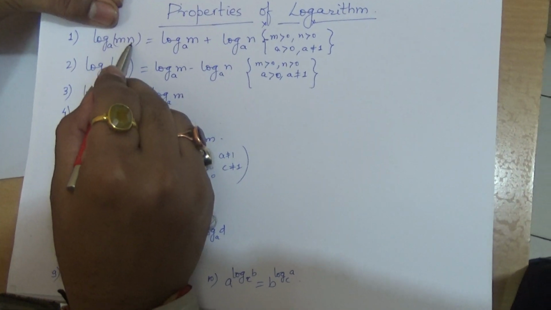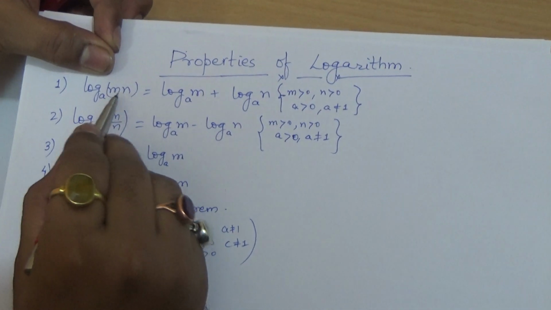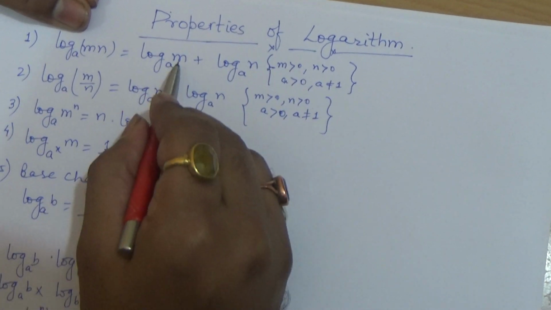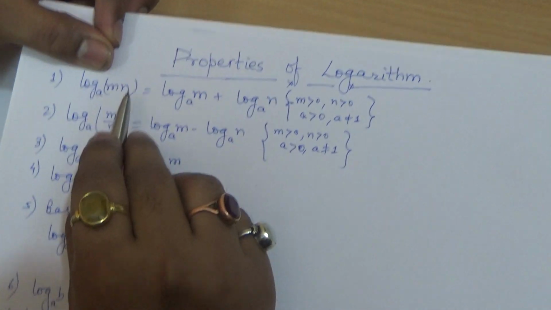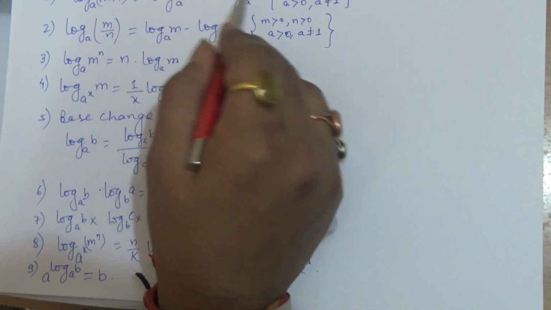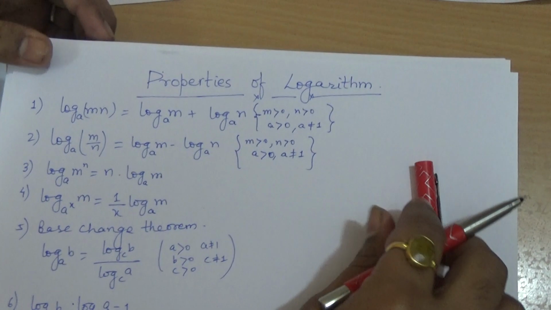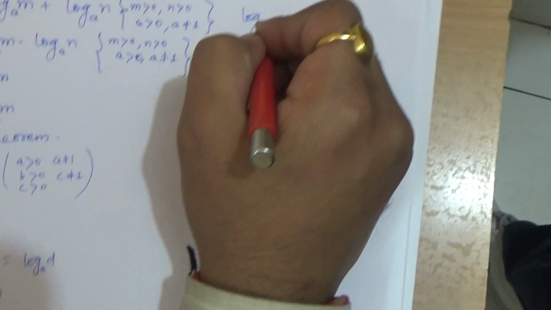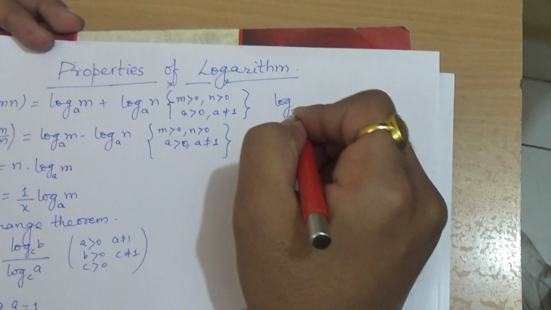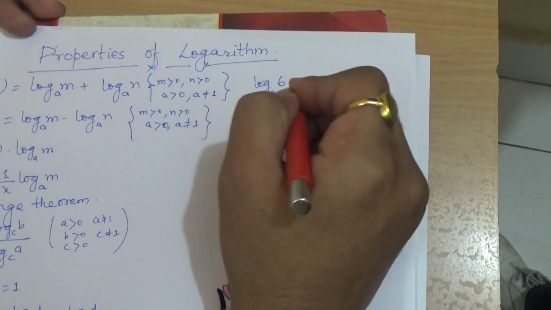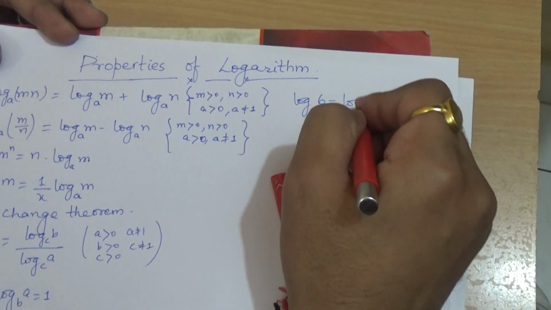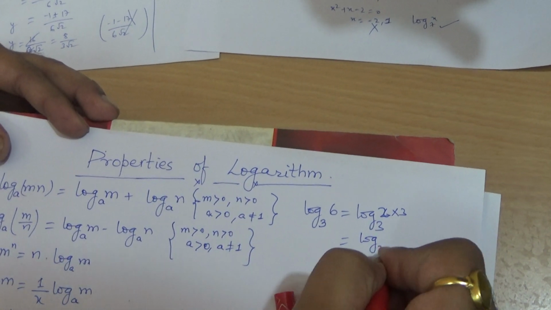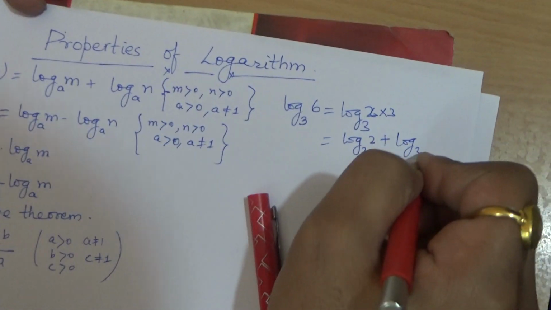So log mn, if both the numbers are positive in the argument and a is positive, m and n are obviously positive. So this can be written as, if they are in multiply form, we can separate these two: log m base a plus log n base a. We can write this as log 3 base 6. This can be written as, 6 can be written as 2 into 3, and the example is log 3 base 2 plus log 3 base 3.